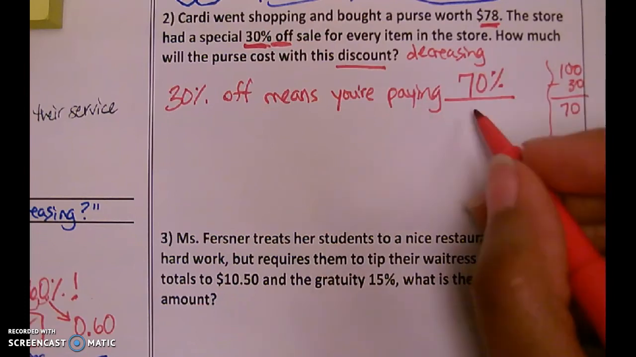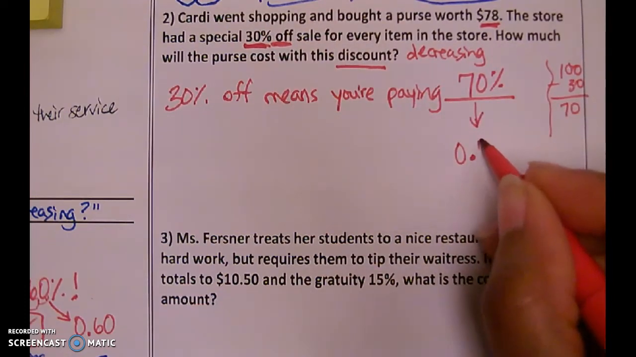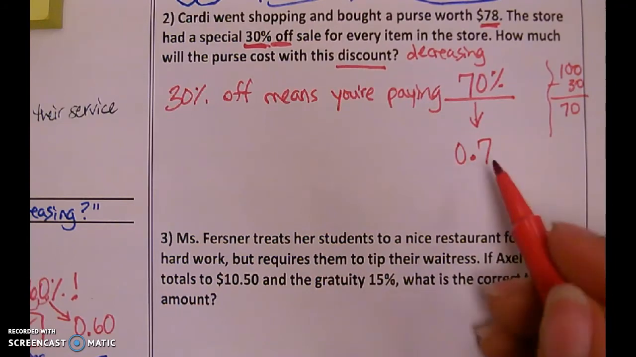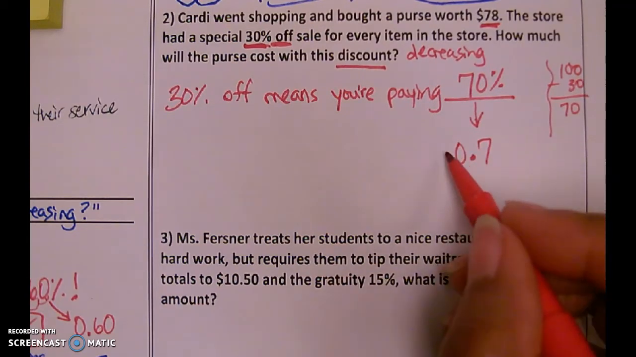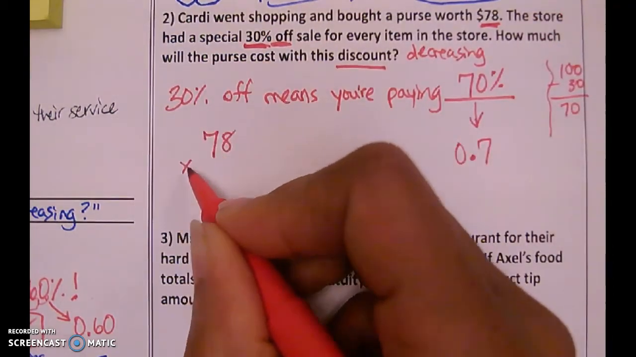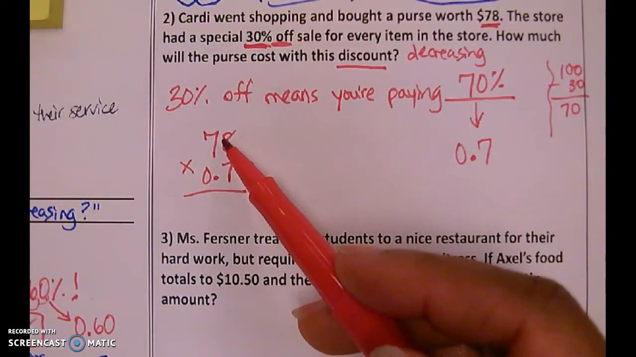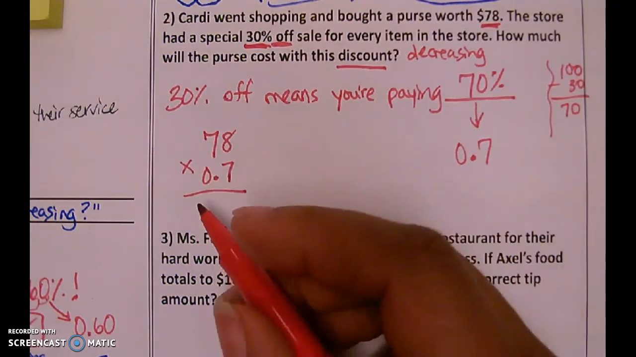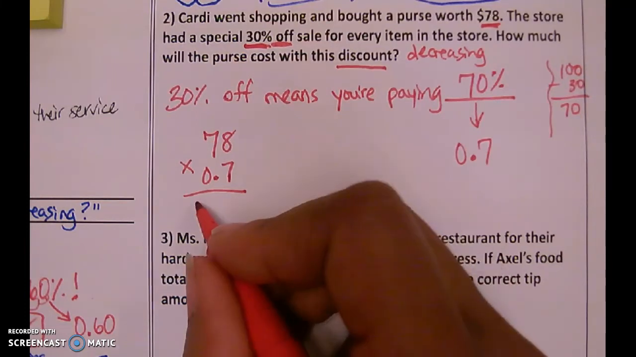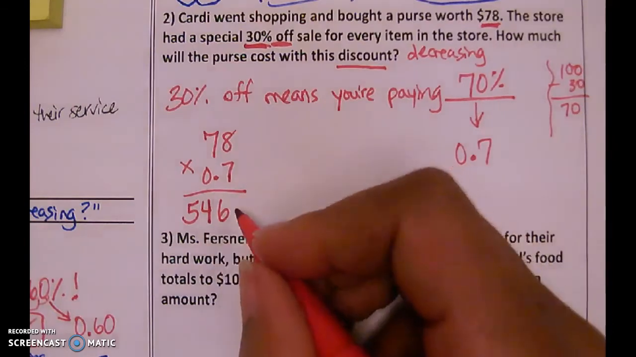Now that we know the percent that we're paying, let's change this percent to a decimal, which is going to be 0.7. Now, the last thing we have to do is multiply the price of the purse times 0.7, because we're only going to be paying 70% of this cost. Now, when I do my multiplication, I come out to get this number.